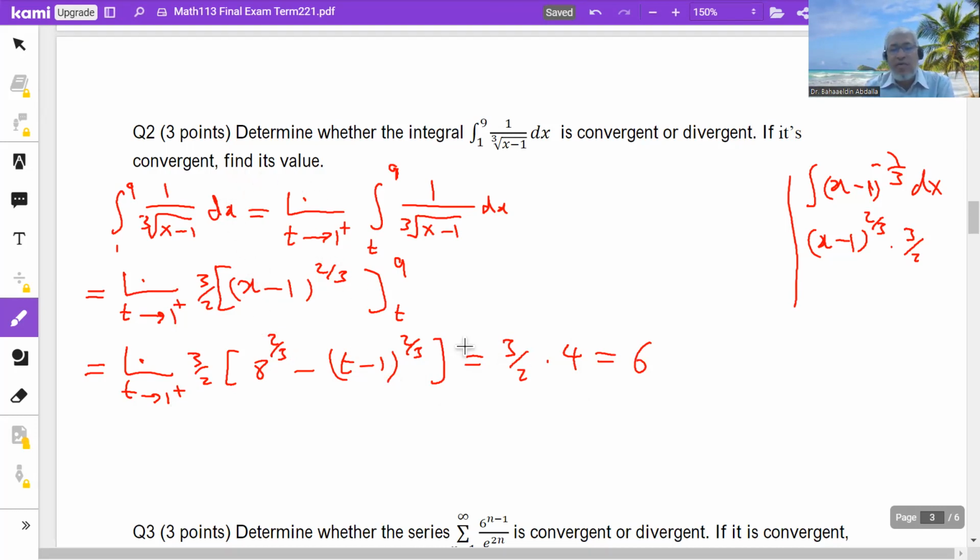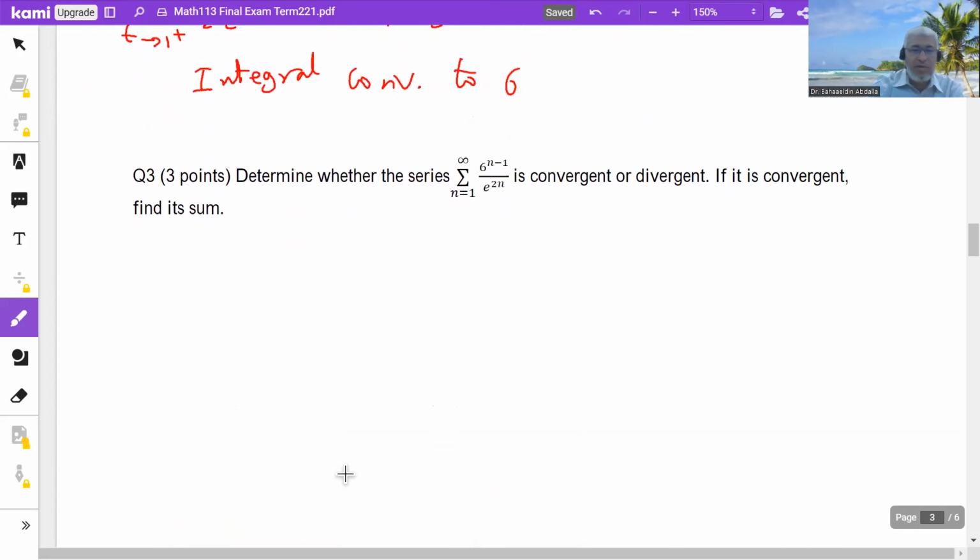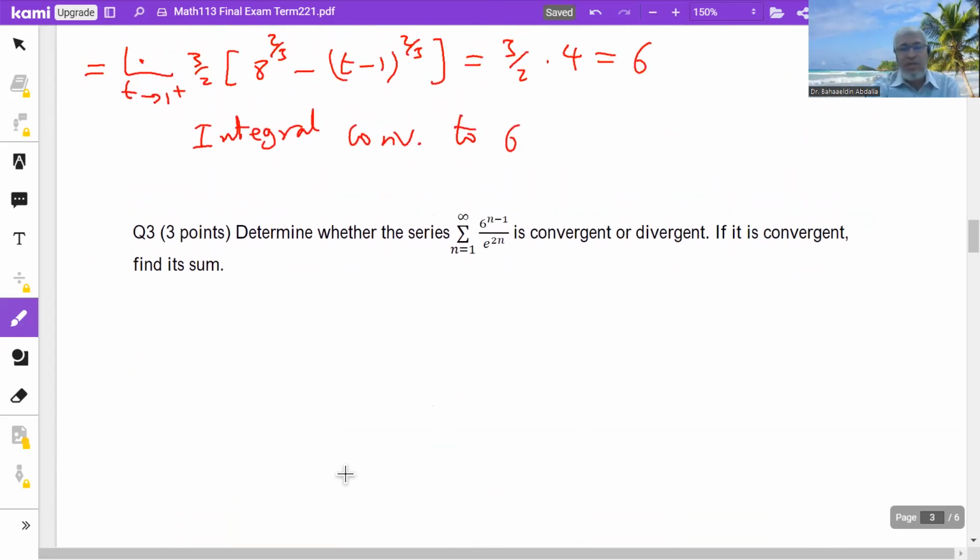So find its value, the value of 6, convergent or divergent. Convergent. So I can say the integral converges to 6. That would be the final answer. Determine whether this series is convergent or divergent. If it is convergent, find its sum. Well, if he asks about the sum, it must be a geometric series or telescoping sum.